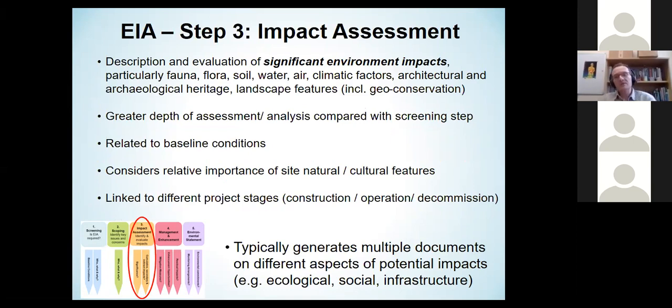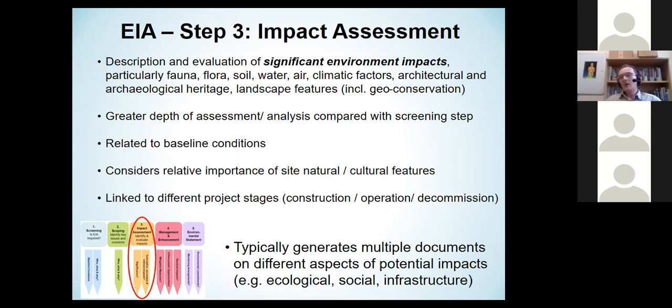The next step is to go more in depth to try and quantify those impacts that the concerns have been raised about. So here, the impact assessment describes and evaluates the significant environmental impacts, looking at things like soil impacts, water impacts, air, any infrastructure implications, even things like archaeological heritage. So it tries to quantify those impacts related back to those baseline conditions that we mentioned earlier.